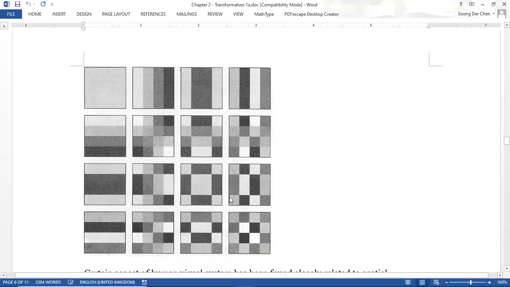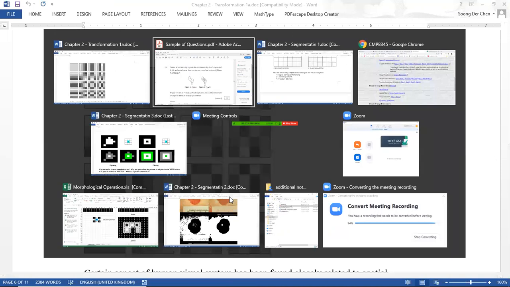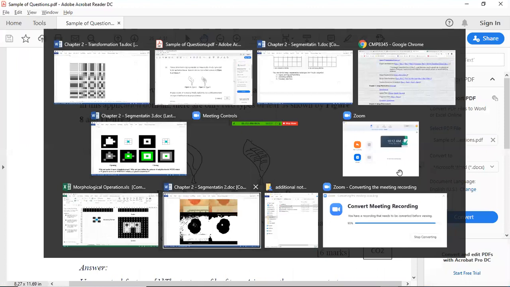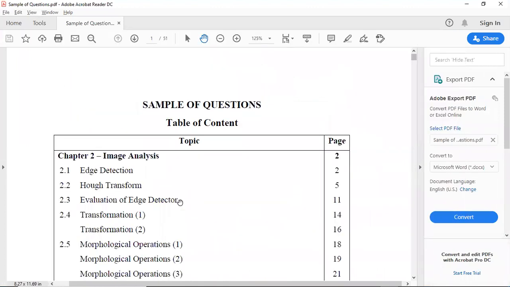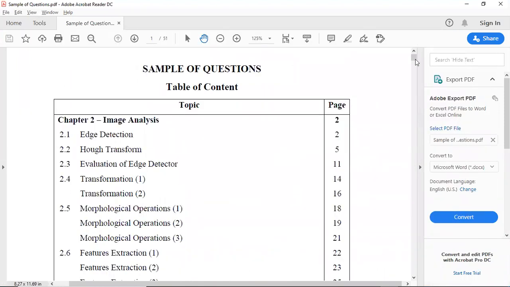Okay, so we'll look at the actual numerical examples. You can look at the sample of questions. Looking at the index, transformation 14.